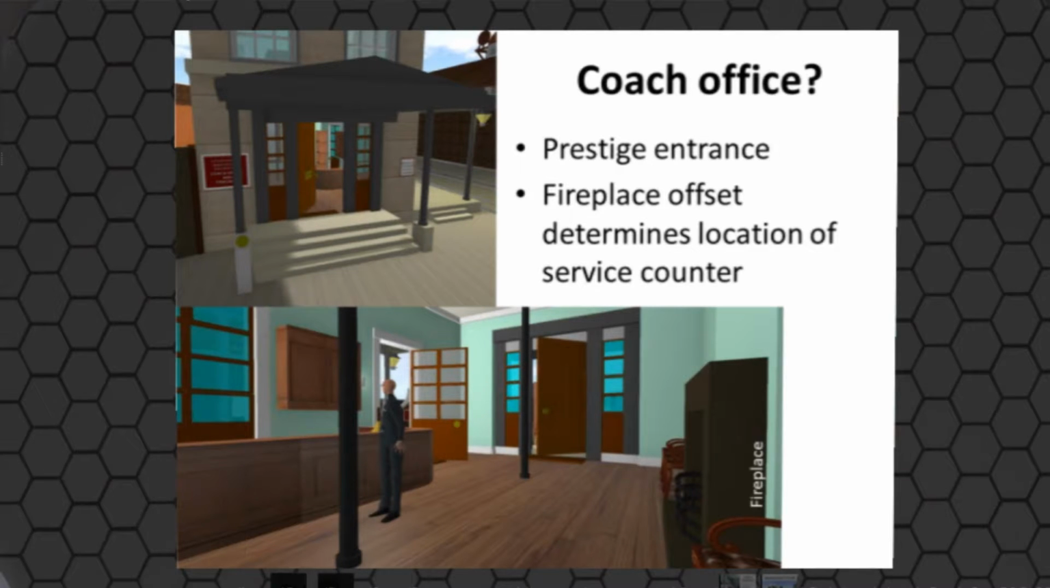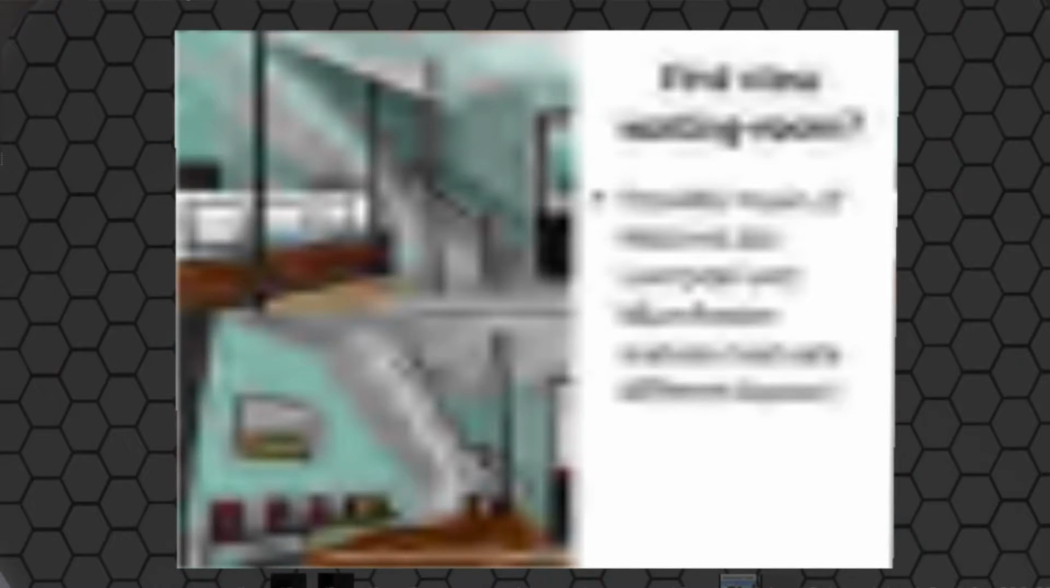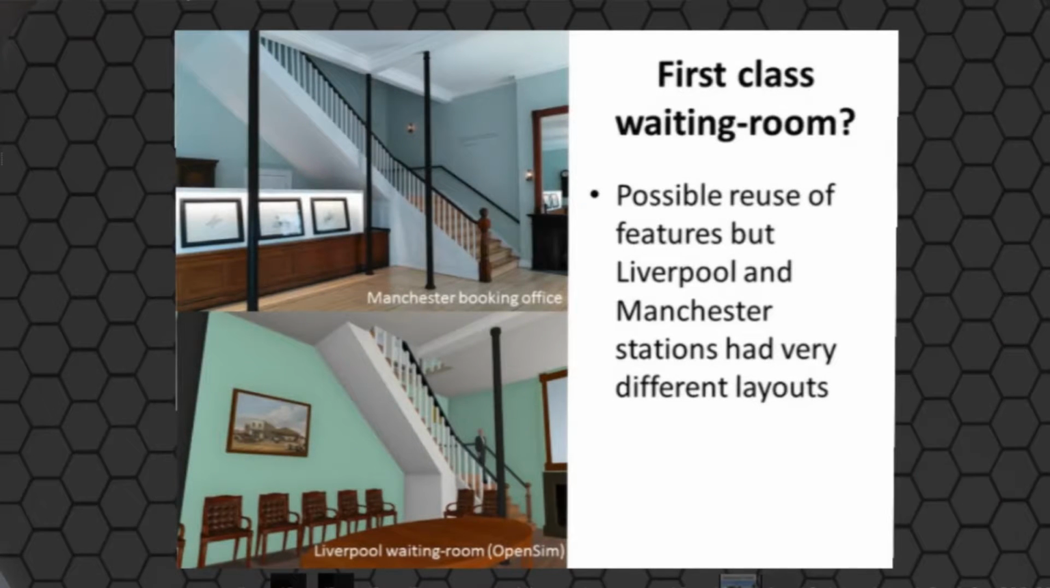If we move on to the next place, you can see a contrast between the Manchester booking office and the Liverpool waiting room, which I've located in the next room along. So I've taken one or two features from Manchester and inserted them into the Liverpool build, not necessarily in the same space. It has to be said that the architects for both are unknown, and I suspect it's quite unlikely that it's the same in both cases.